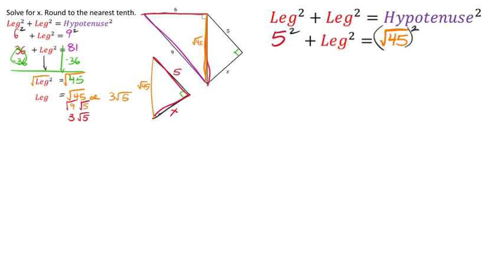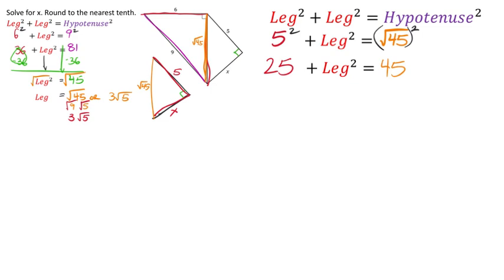But the calculator is going to find it either way, even though I'm not going to use a calculator for it. So 5 to the power of 2, 5 times 5, is 25. This is going to be added to the leg squared, which will equal the square root of 45 to the power of 2. Again, it's just going to be 45 right there, because the exponent will undo the square root.